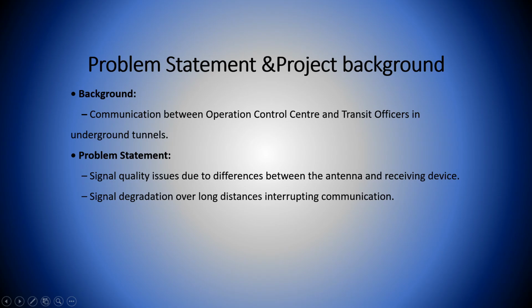Next, my background is about the communication system between the operations control center and the transit officer in the underground tunnel. Our problem statement in ETP is about signal quality issues due to the difference between the antenna and the receiver device, and also signal degrading over long distance, which interrupts the communications in the tunnel.